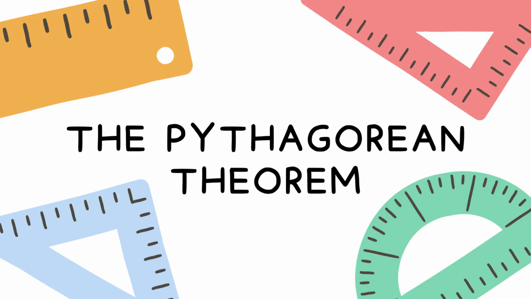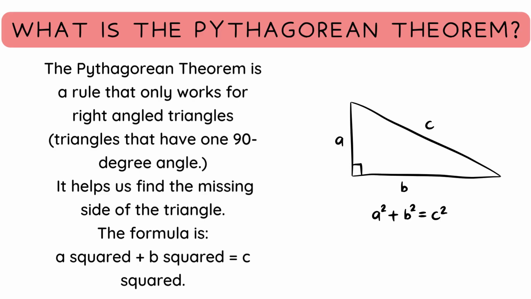Today, we're going to break down one of the most famous formulas in math, the Pythagorean Theorem. Don't worry, I'll keep it simple and show you exactly how it works. The Pythagorean Theorem is a rule that only works for right-angled triangles, triangles that have one 90-degree angle. It helps us find the missing side of the triangle. The formula is a squared plus b squared equals c squared.